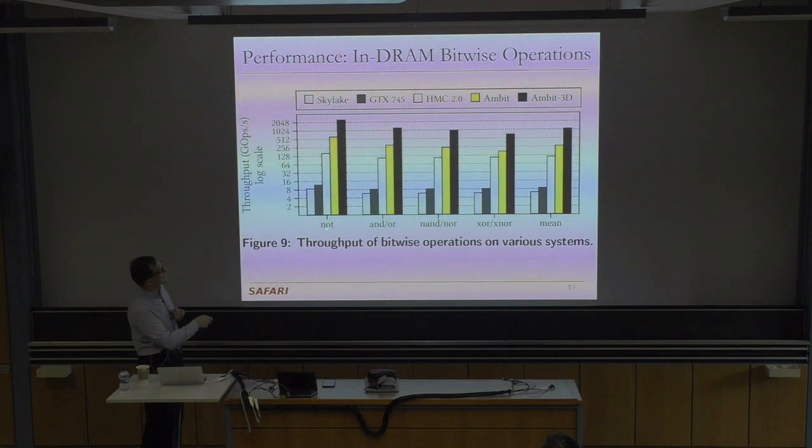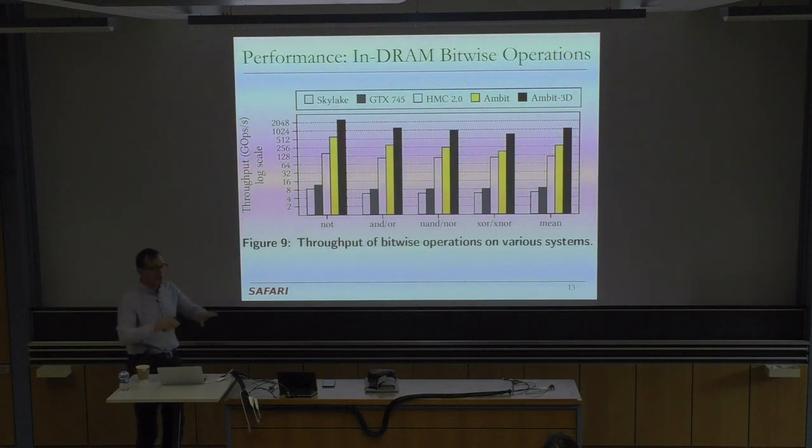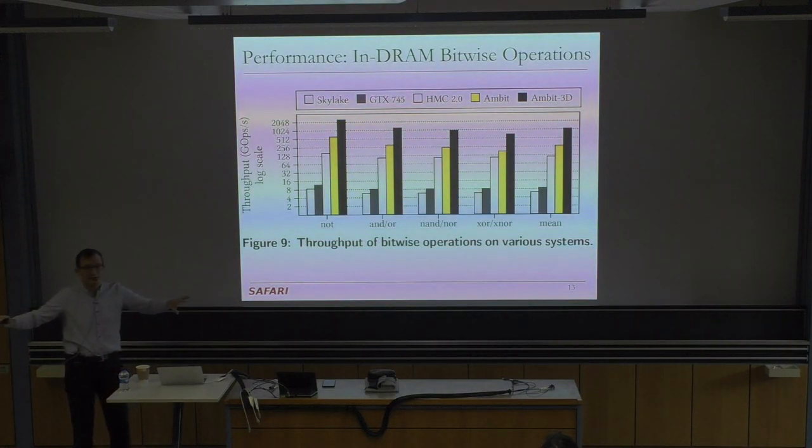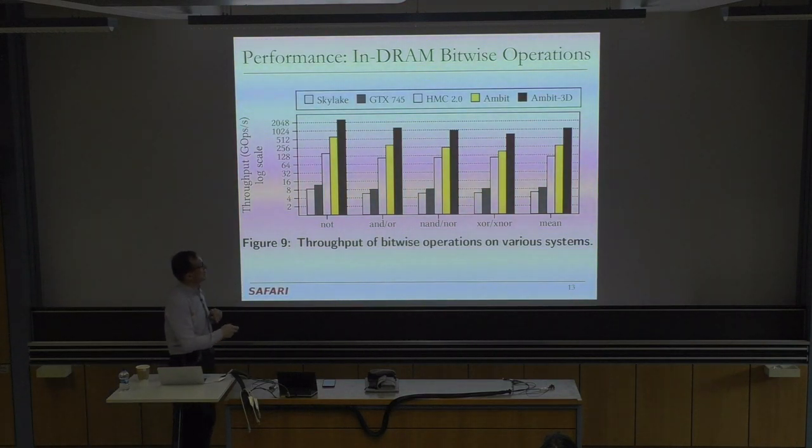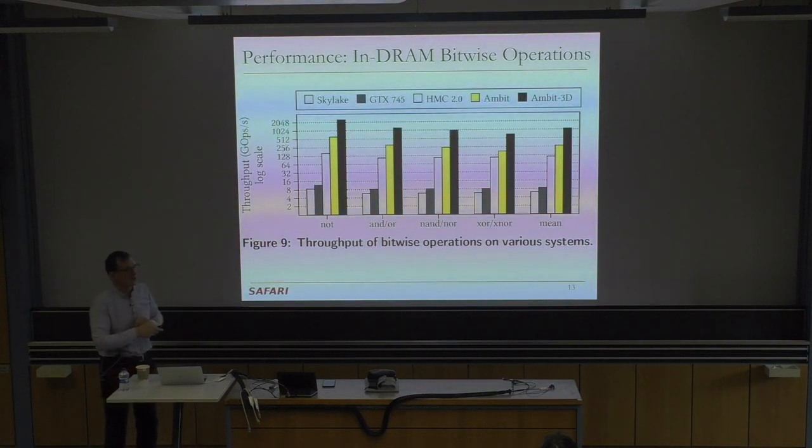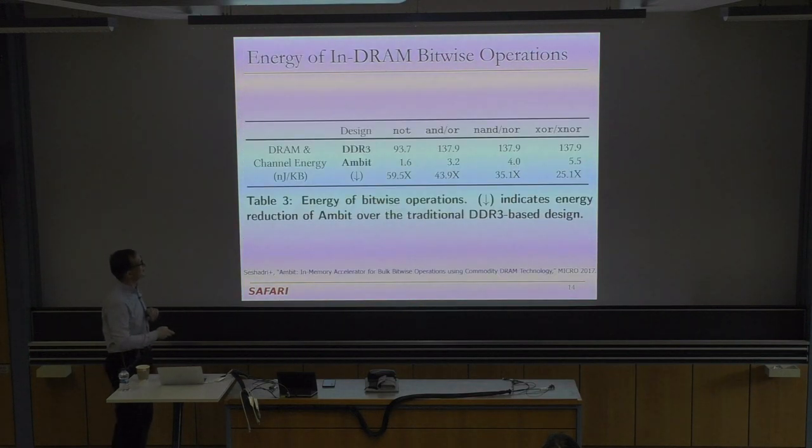These are different operations: NOT, AND, OR, NAND, NOR, and so on. But there's no reason why you cannot combine the 3D stacking and a memory chip. It turns out 3D stacked chips really enable many, many subarrays. There are many more subarrays in 3D stacked chips, and that enables much higher throughput in this Ambit 3D. Make sense? Okay, so you can see these large numbers.